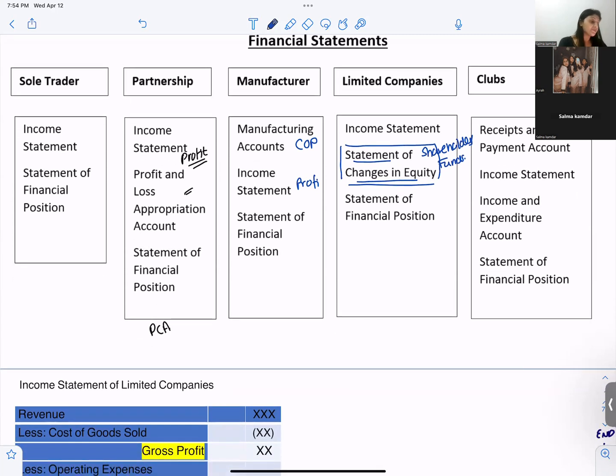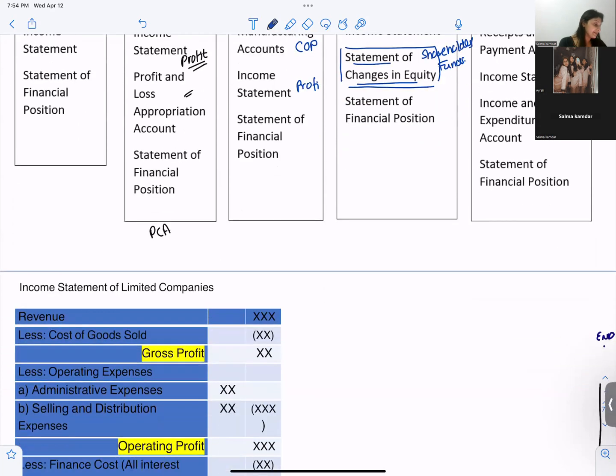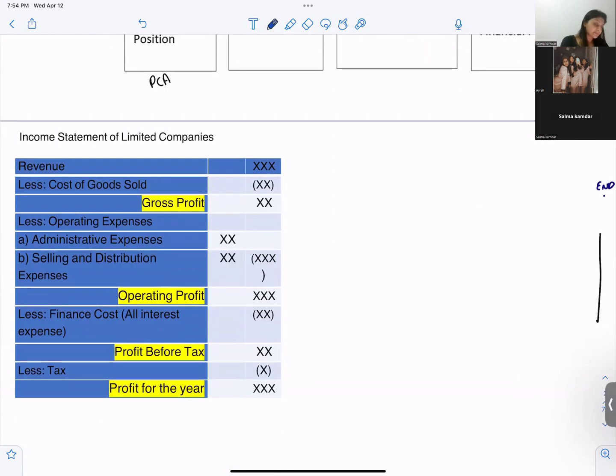Can you give me the income statement format of a limited company? In the income statement, there is revenue minus cost of sales, which will give you the gross profit. Then you minus the operating expenses, which include the administrative costs and the selling and distribution expenses, which will give you the operating profit. Gross profit minus administrative cost minus selling and distribution will give you operating profit.